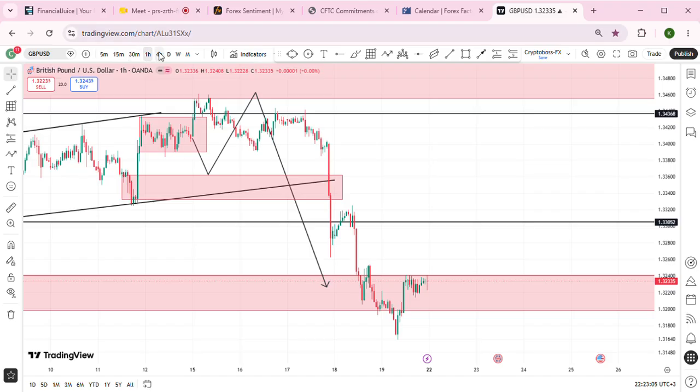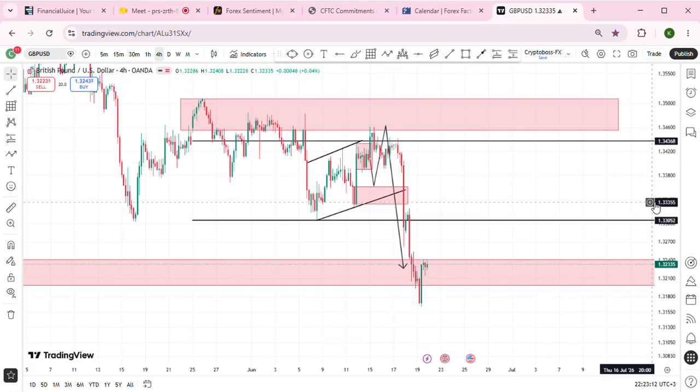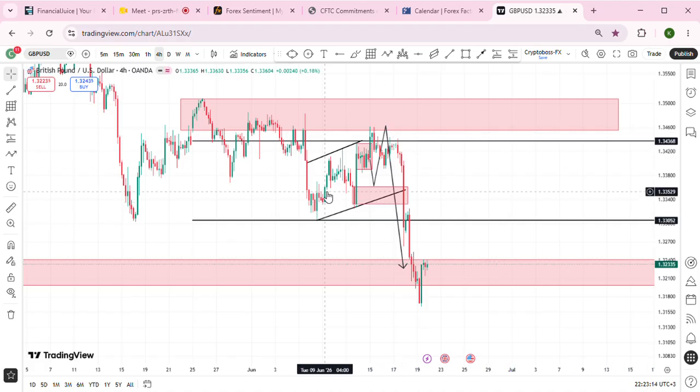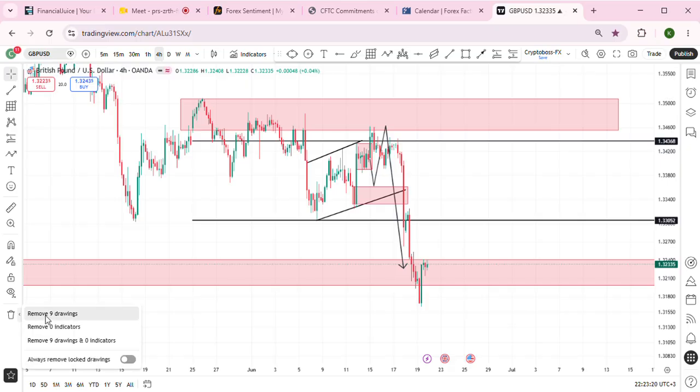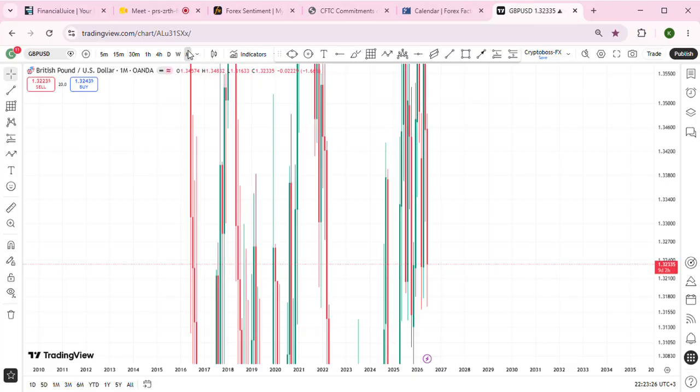So you can see last week the pair respected our analysis. The pair played out very, very well. You can see GBPUSD, it played out very well. I normally analyze the pair, but I don't trade it often. I don't trade it mostly.